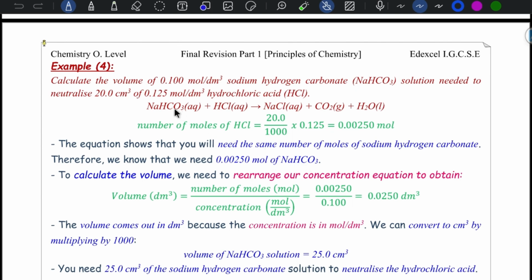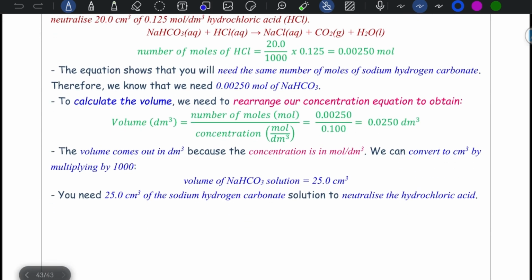And now he asks about volume. Volume is equal to number of moles divided by concentration. We have concentration, we have number of moles, now we found the volume. Volume in cubic decimeter, you can convert it into cubic centimeter by multiplying by 1000. So volume of sodium hydrogen carbonate will be 25 cubic centimeter.